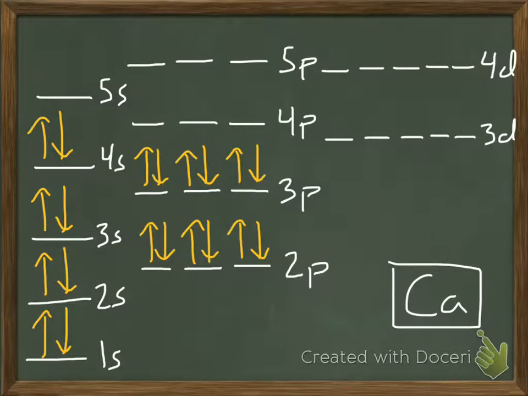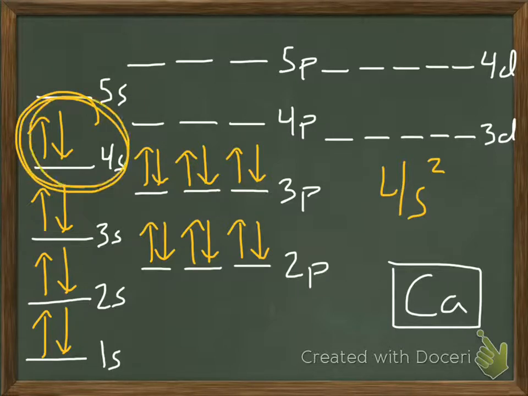So take a look at calcium on your periodic table. It's in the 4th row. It's in the S block, so it's going to be 4s, and it's the second one in, so it's going to be 4s2. So look at your Aufbau diagram and make sure you did it correctly. It's in the 4s orbital, and it's got 2 electrons. So yes, I did it correctly. We're all good.